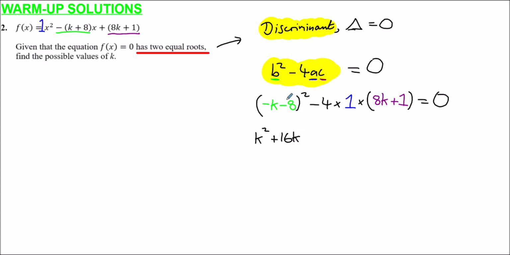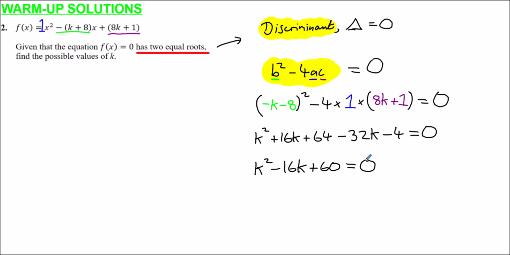Finally, square the last thing. Minus 8 multiplied by minus 8 gives plus 64. Then this is minus 4 times 8k, which is minus 32k. Then this minus 4 times 1 is just minus 4. So now, neatening it up, we have k squared. 16k minus 32k leaves us with minus 16k in total. And then 64 minus 4 gives us plus 60, which equals 0.